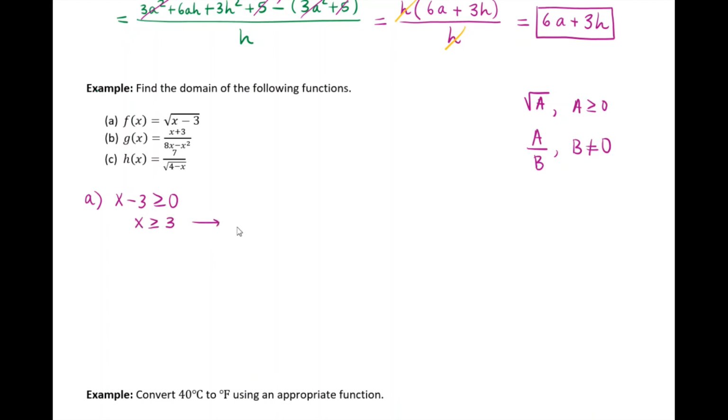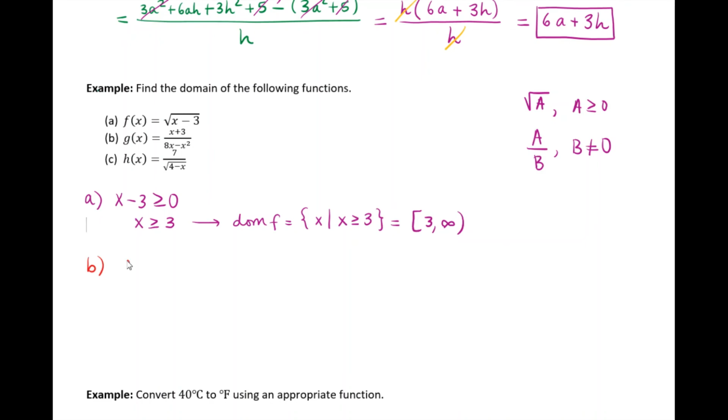So this shows that the domain of f should be all real numbers x such that x is greater than or equal to 3. That gives you the interval 3 comma infinity. That's how you solve it when you have a radical. If you have a fraction like part b, g in this case, the denominator can't be 0.